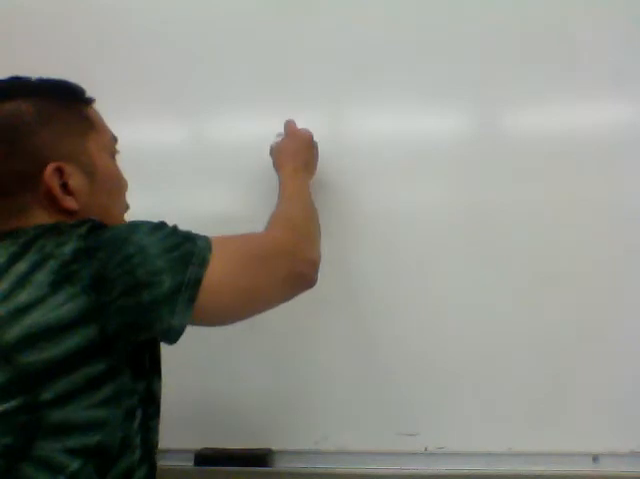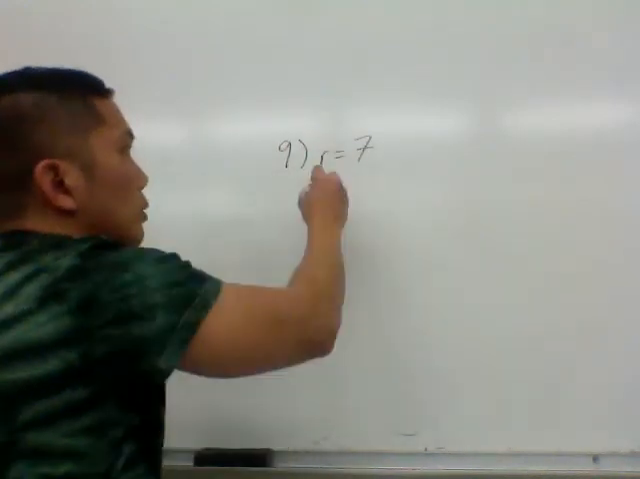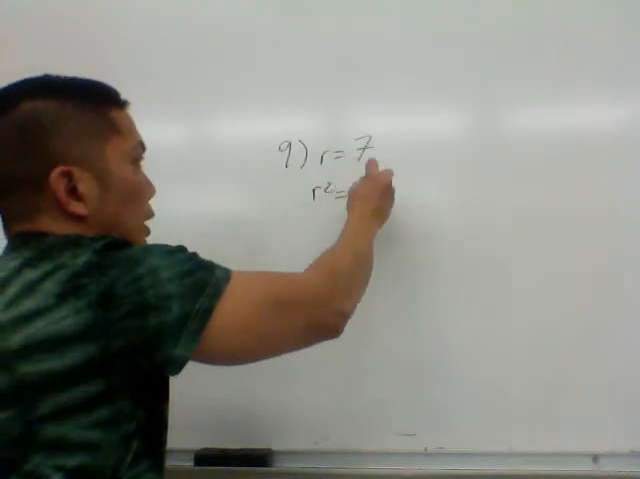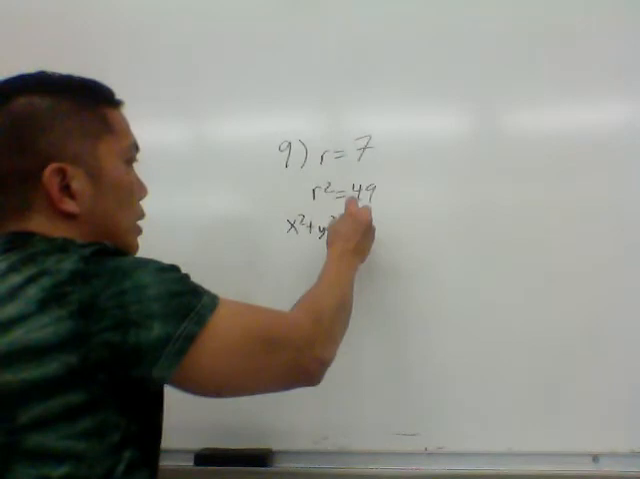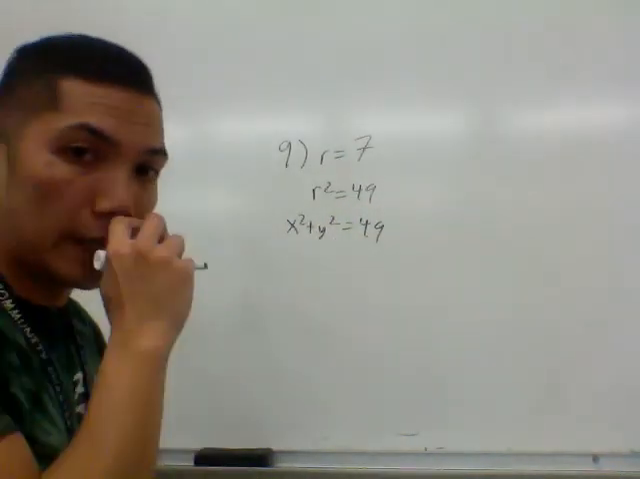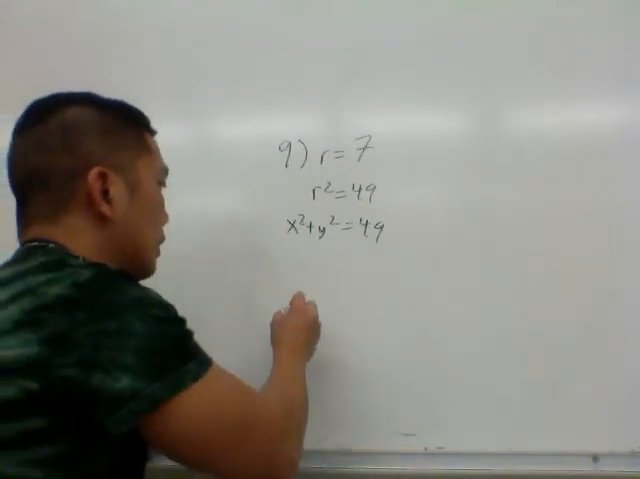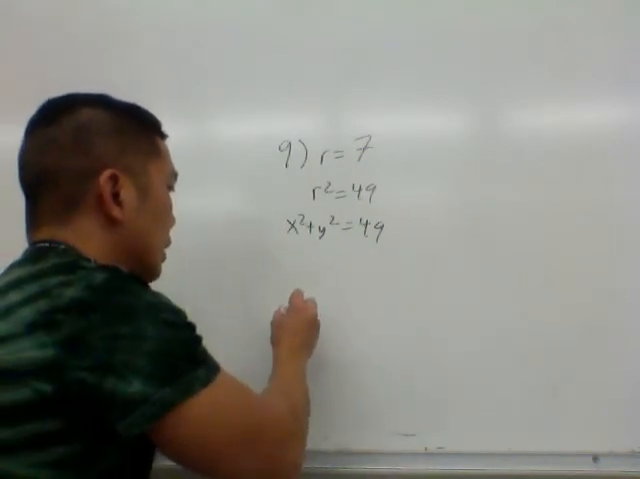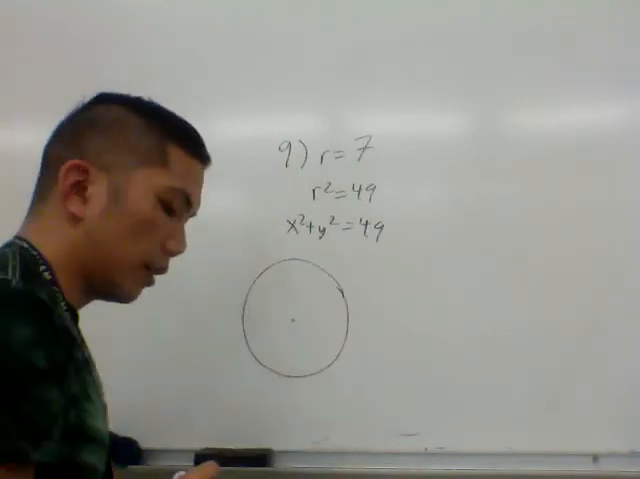So for number 9, I have r is equal to 7. Well, what I'm going to do is I'm going to square both sides. So r squared is equal to 49. r squared is really x squared plus y squared. So that is my answer. It's a circle with a radius of 7. So on your polar graph, if this is your center, you should have a radius of 7.